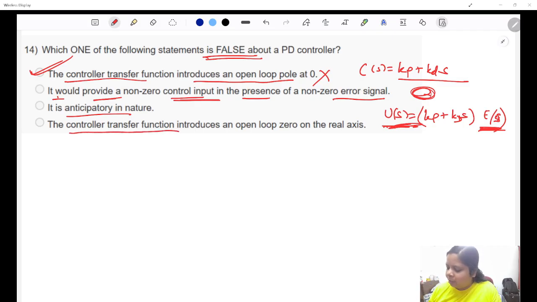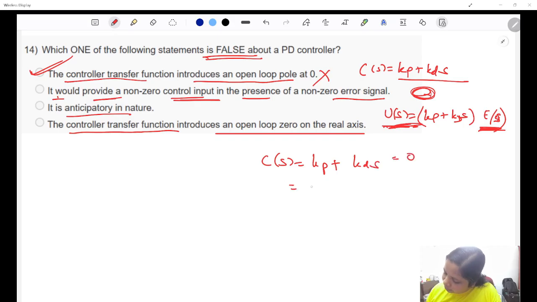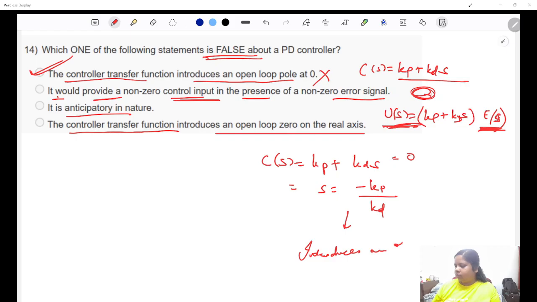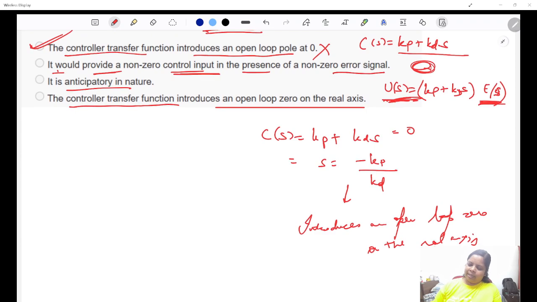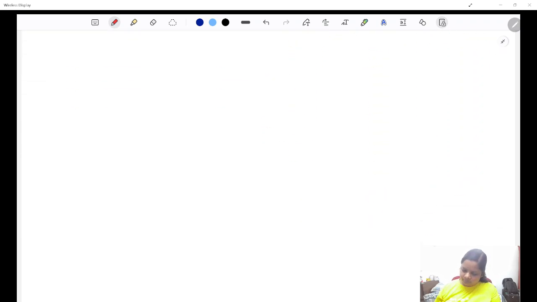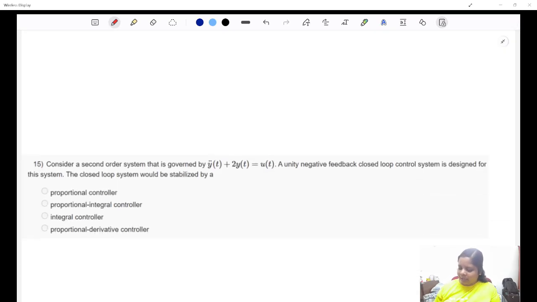The controller transfer function introduces an open loop 0 on the real axis. It does, because the controller transfer function is given by Kp plus KdS. Let's equate it to 0. It would be S is equal to minus Kp upon Kd. Kp and Kd are positive constants, so it introduces an open loop 0 on the real axis. So this is also correct. So the correct option is A here because it is asking for false. This is clear. This is the final question that we are taking for today.